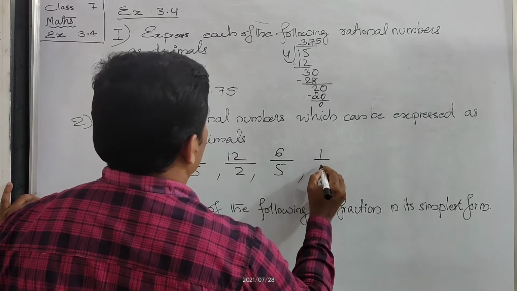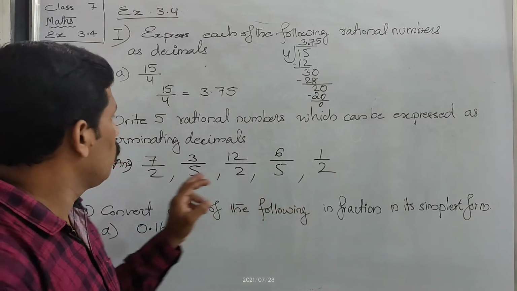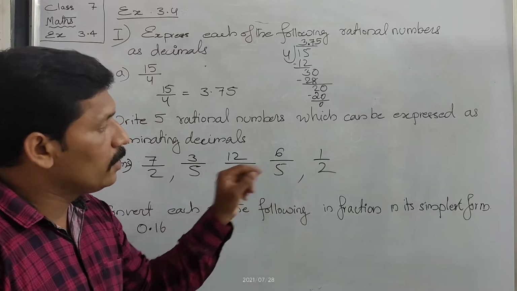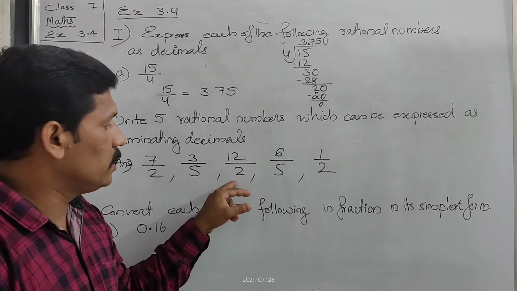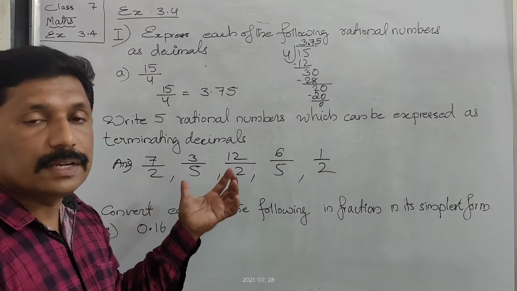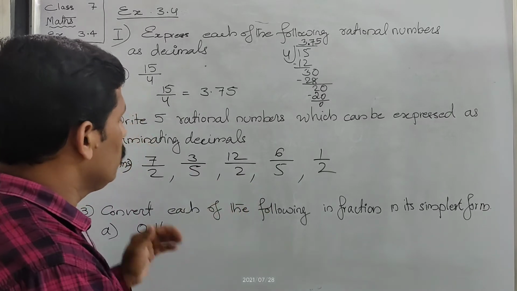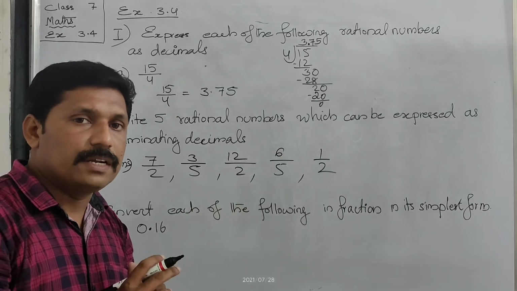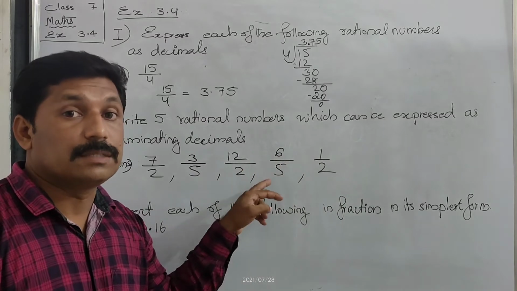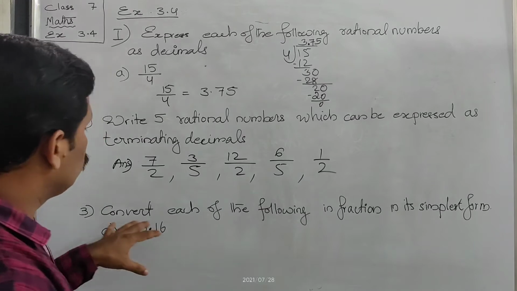And 1 upon 2. So all these rational numbers, their denominator is 2 or 5. Or if we take any other denominator, suppose 10 as denominator, then its factors are 2 and 5. So that also, when we convert into decimal form, will be a terminating decimal. So you can write any rational numbers whose denominator is 5 or 2. These rational numbers, when you convert into decimal form, will be terminating decimals. Okay, now we move to the next question.